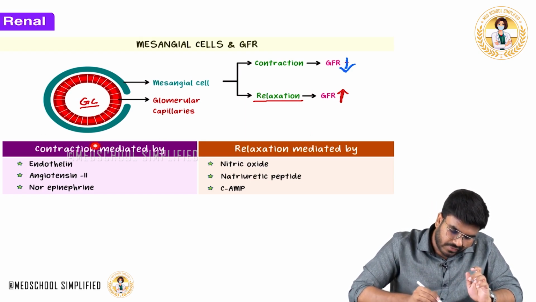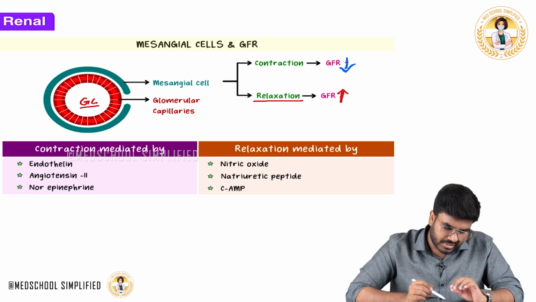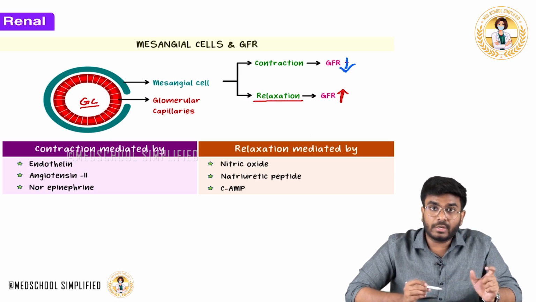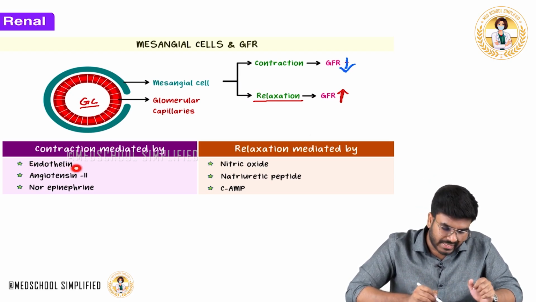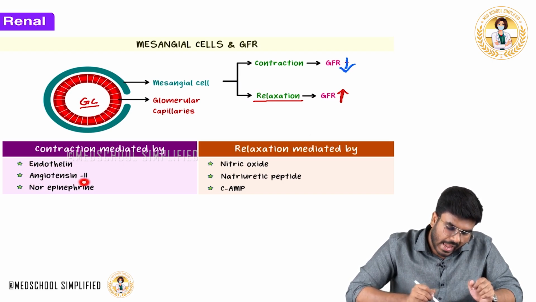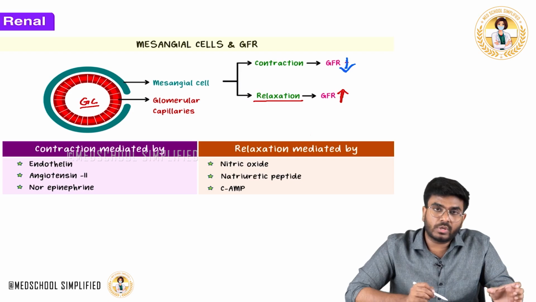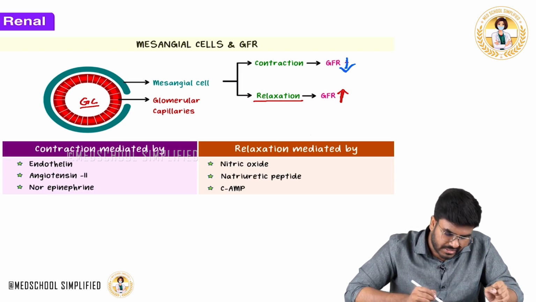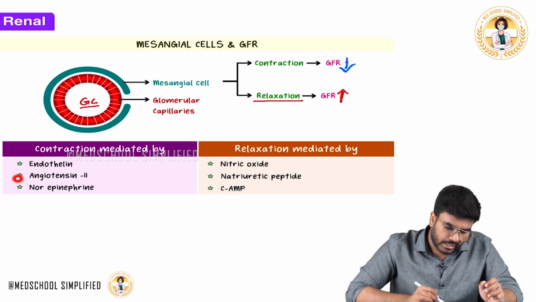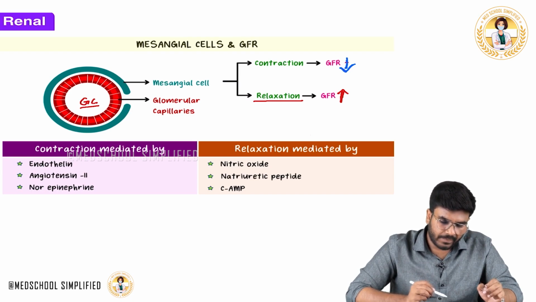The contraction of the mesangial cells is mediated by substances like endothelin. Okay, the endothelium produces this substance called endothelin. Endothelin will cause contraction of the mesangial cells. Angiotensin 2 can also cause contraction of the mesangial cells, and norepinephrine. Okay, endothelin, angiotensin 2, norepinephrine. Like the sympathetic neurotransmitters. This is also something sympathetic nervous system, angiotensin 2 and endothelin. All these three are going to cause the contraction of the mesangial cells.